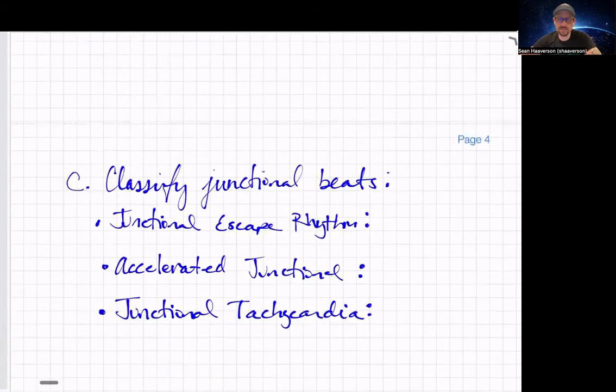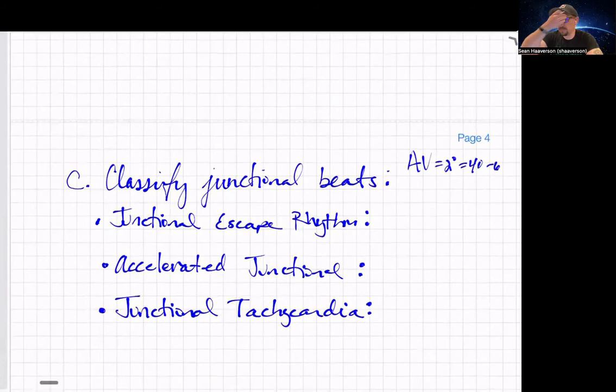Now, another important component of junctional beats is classifying junctional beats. And we classify junctional beats in a primary set of ways using essentially the heart rate. So remember, this is coming from the AV node. Always remember that as a secondary pacemaker, the AV node is going to produce a rate of depolarizations between 40 and 60 beats per minute. So that's slower than our normal. That would be what we'd expect for normal function if the AV node is taking over in the absence of the sinus node, starting the depolarization for the heart.